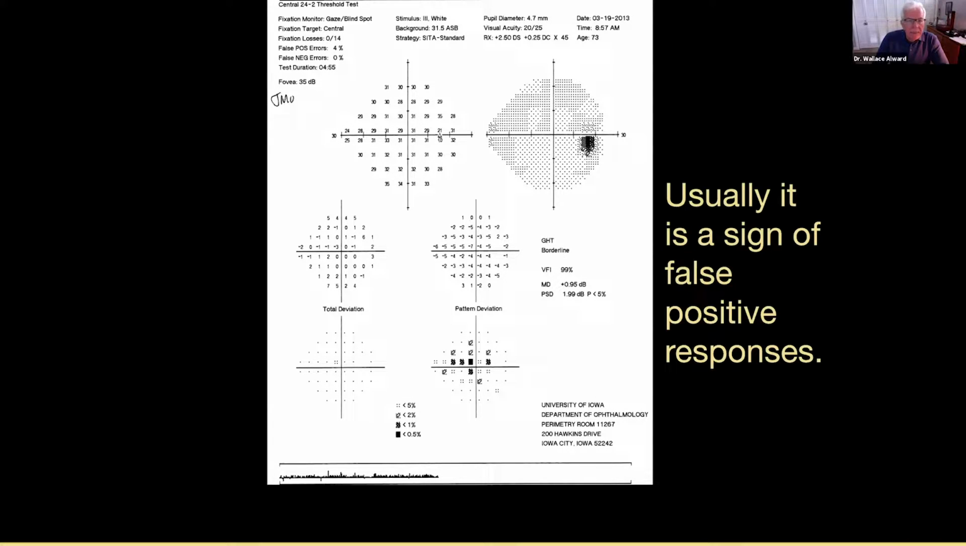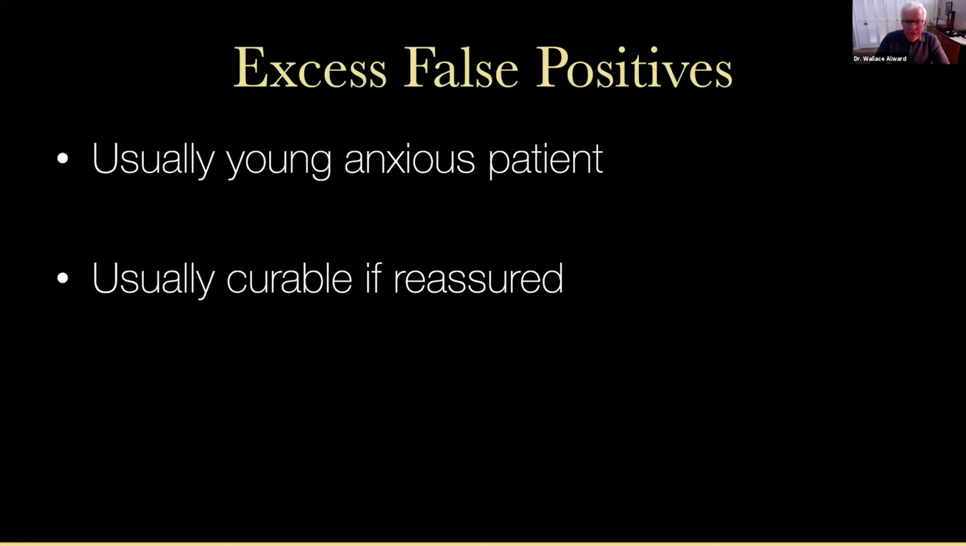Usually, like in this patient, it's a sign of false positive responses. So one of the points I want you to take out is this disconnect here. And when you see that, think, I think this is perhaps an unreliable field. The zero here is an edge point, so technically I shouldn't be using that point, but the whole hill of vision in this person is lifted 4 decibels. And so again, look for that disconnect.